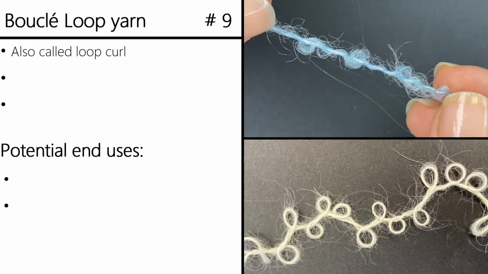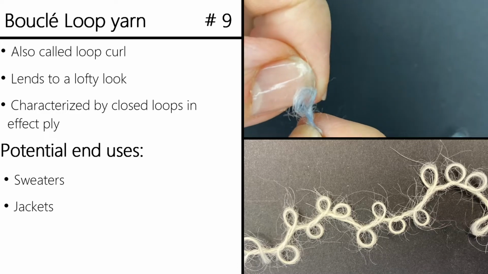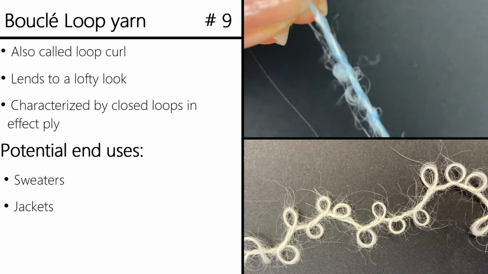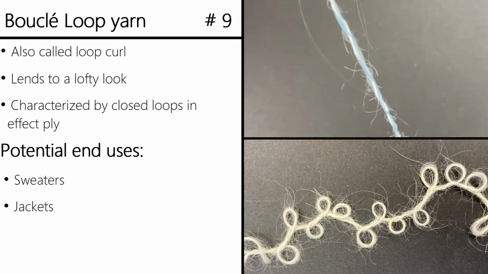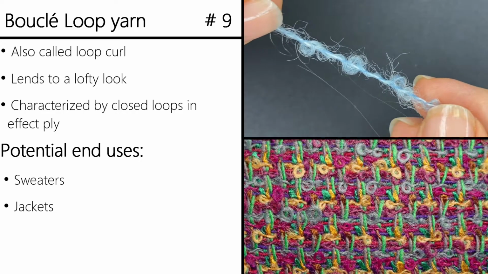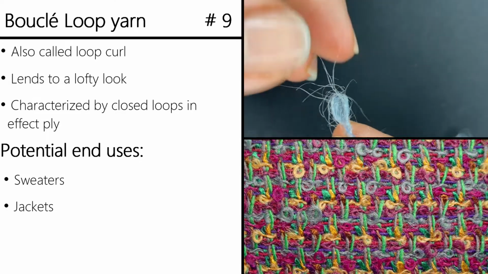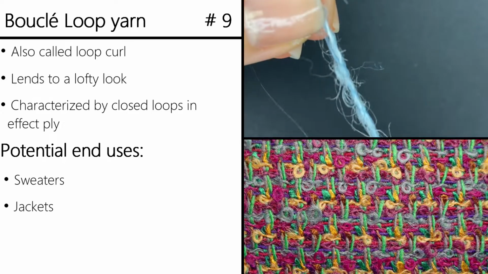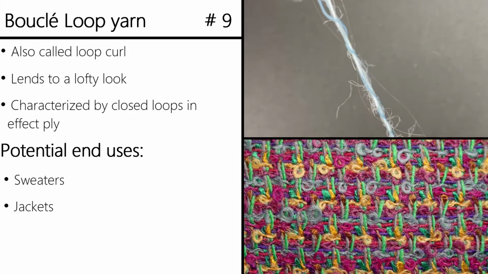Sample 9, the loop curl or boucle loop yarn, is one of my favorite yarns. It is characterized by closed loops at regular intervals along the length of the yarn. I just love the appearance of this yarn, and you can see here on our sample the closed loops that give it its name. It's used a lot in wool and mohair fabrics. It helps create a very pretty, lofty look in sweaters, jackets, and other apparel.